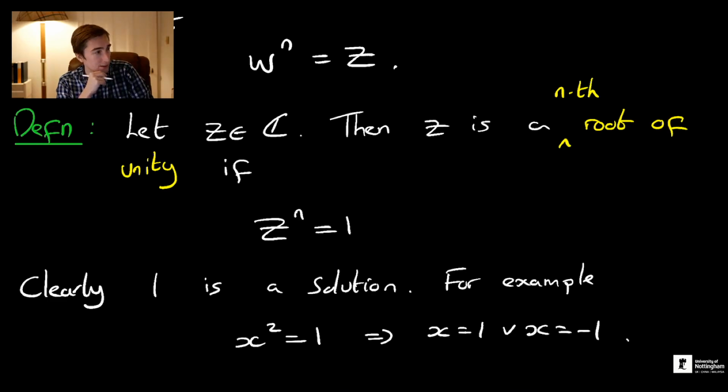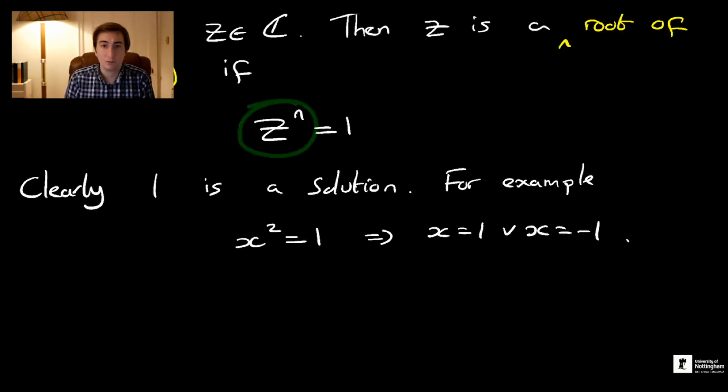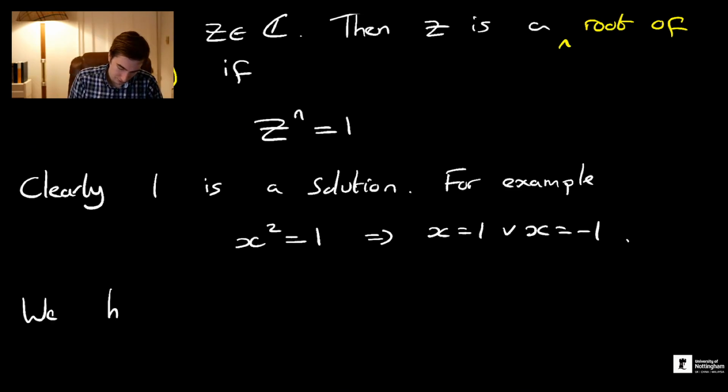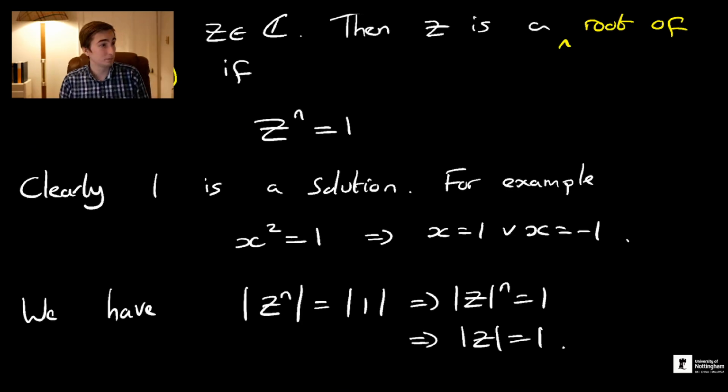What are all the solutions to this? In fact, it turns out there are going to be n many solutions to this equation. The way in which we can think about that is that all these points, by definition, must lie on a unit circle. If I take the modulus of this thing, so we have the modulus of z to the n is going to equal the modulus of 1, which is going to equal 1. In other words, it's saying the modulus of z to the power of n equals 1, which in other words is telling us that mod z is equal to 1.